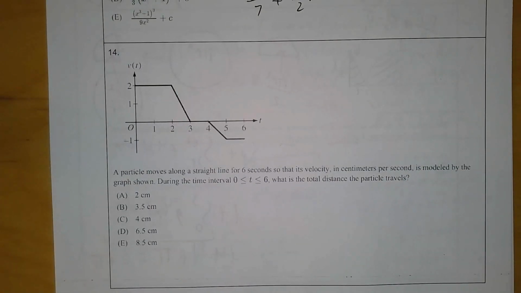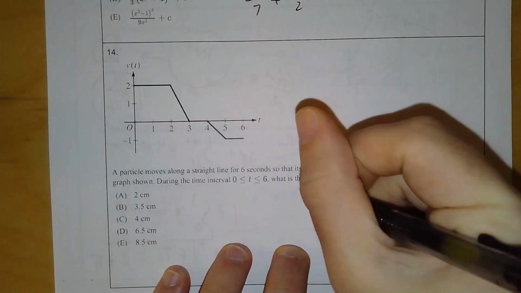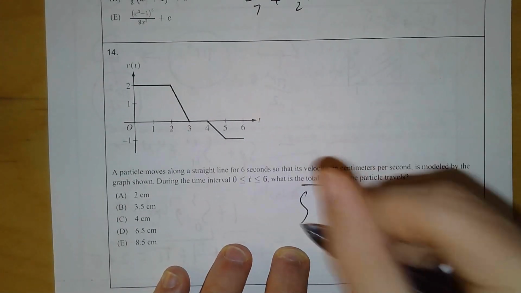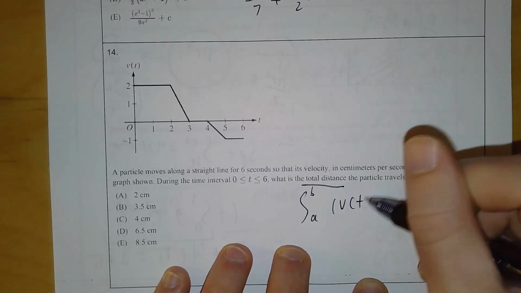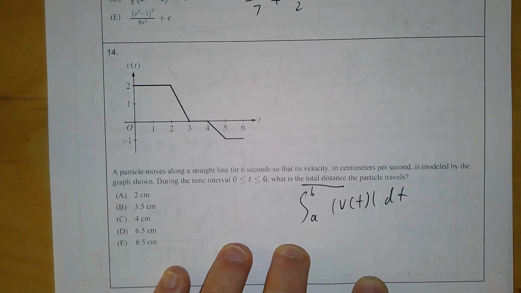Okay. 14. A particle moves along a straight line for 6 seconds so that its velocity in centimeters per second is modeled by the graph shown. During the time 0 to 6, what is the total distance the particle travels? Total distance, so you should be familiar with this. In your head, you should be thinking, okay, that's the integral from a to b of the absolute value of v of t dt. What does this mean in this context?